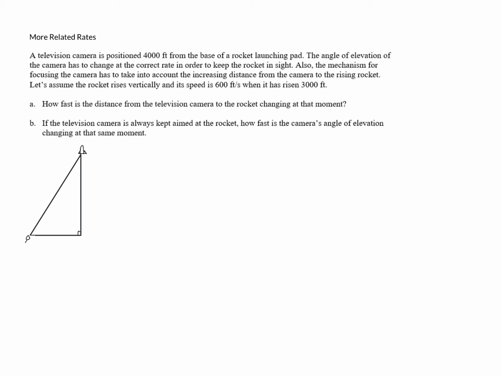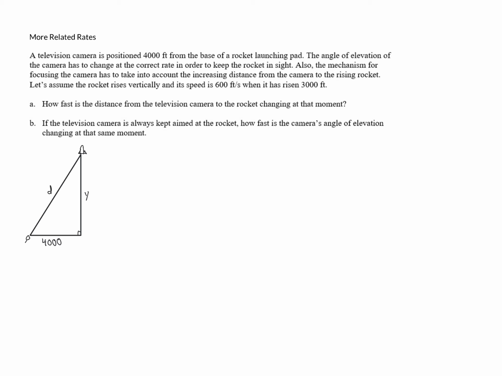Now, we know that the camera is positioned 4,000 feet from the base, so the lower length is going to be 4,000. That's not something that changes. That is a constant, and so we can write it as a constant. Now, the height, of course, is changing as a function of time, so we can write that as y, remembering that y is a function of time. And then, of course, that means that this distance is also changing. Let's call that d. That is the distance.